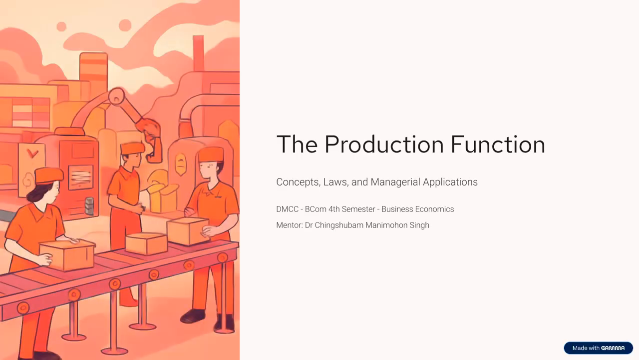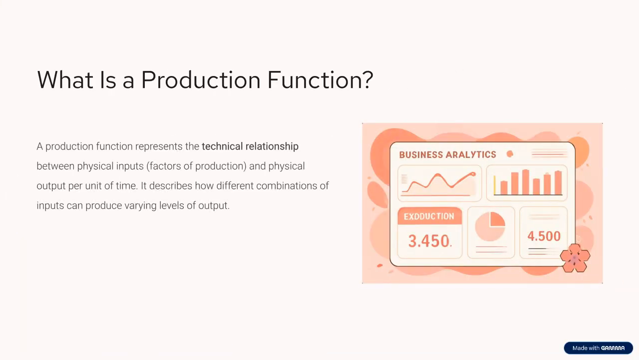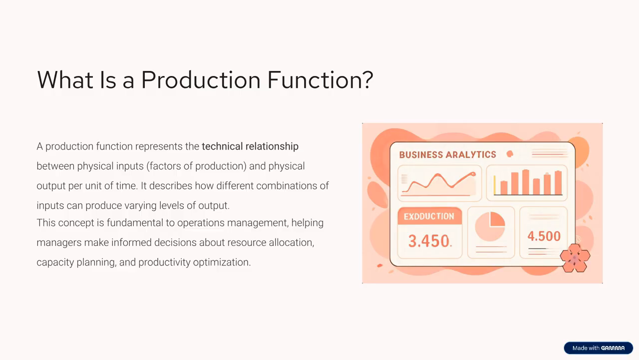Let's dive into it. Welcome to this video on the production function. We will explore the core concepts, underlying laws, and key managerial applications of this fundamental topic in business economics. What is a production function? It's the technical relationship between physical inputs, like factors of production, and physical output per unit of time. It is vital for operations management, guiding informed decisions on resource allocation and capacity planning.